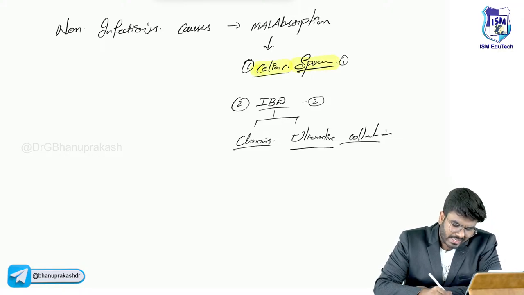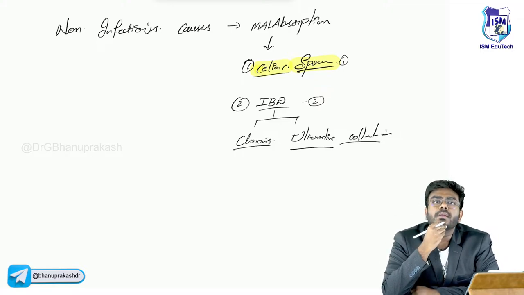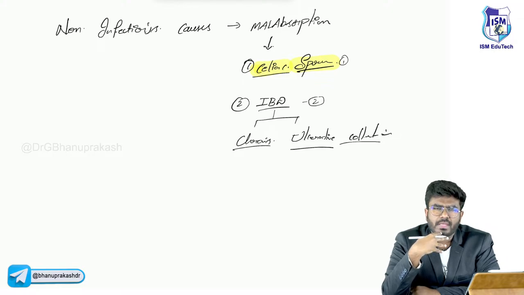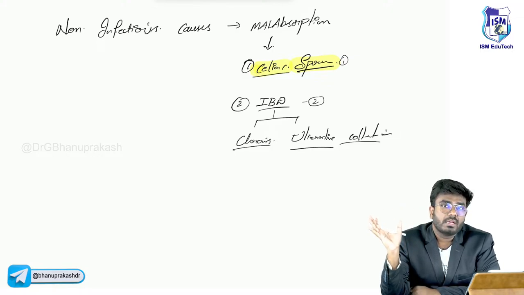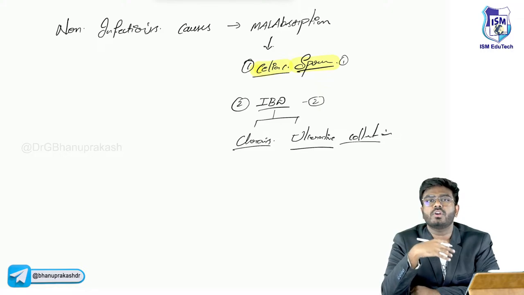What exactly is celiac sprue? What you should know for your exams, if you know this much, that will be enough. Let me explain what it is. Normally, when you eat food, as Indians we take wheat. In wheat grains, there is something called gluten. In most people, the gluten is not going to cause any problem. But there are certain people, especially in the Western world, who identify this gluten as an antigen.